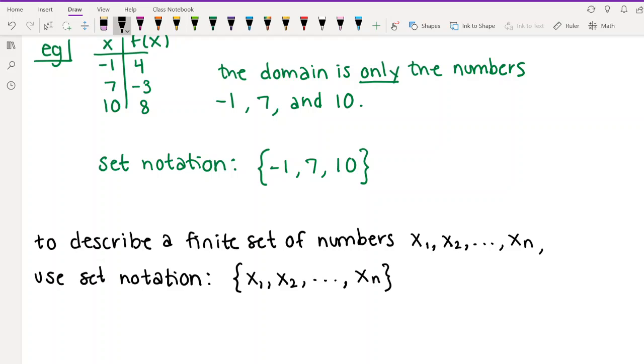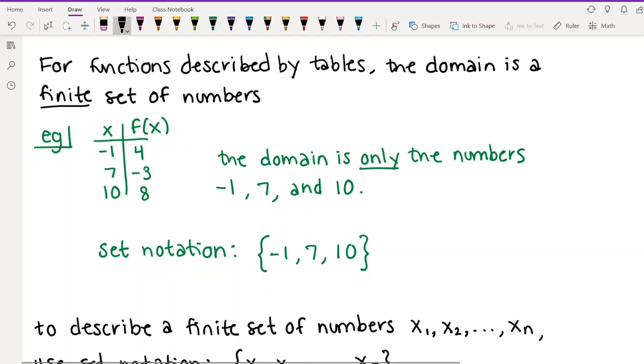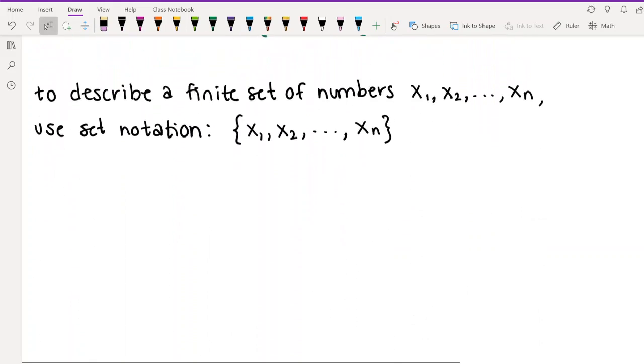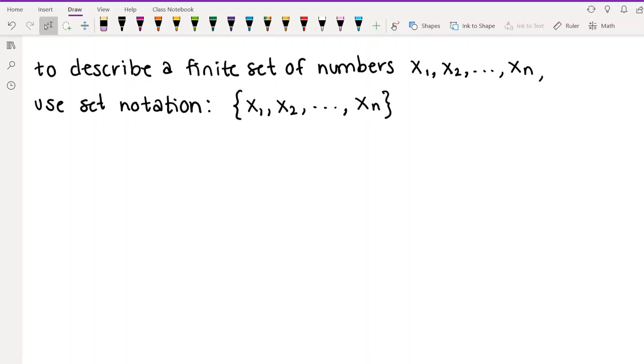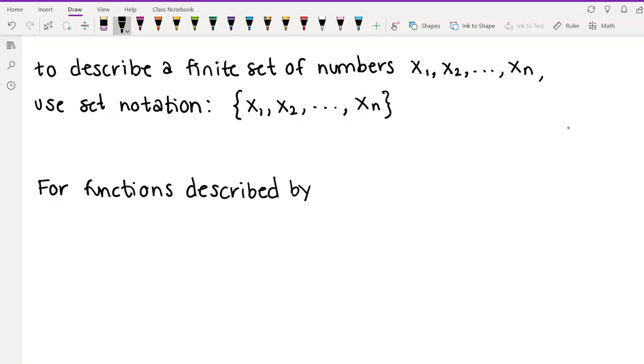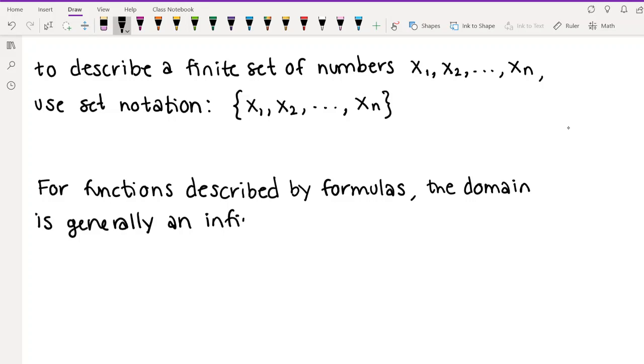Okay, so table, finite set of numbers in the domain. What we'll see is that when we look at functions that are defined by formulas, generally speaking, your domain is actually going to be an infinite set of numbers. So for functions described by formulas, the domain, you could cook up some weird exception to this, but in general, the domain is generally an infinite set of numbers.